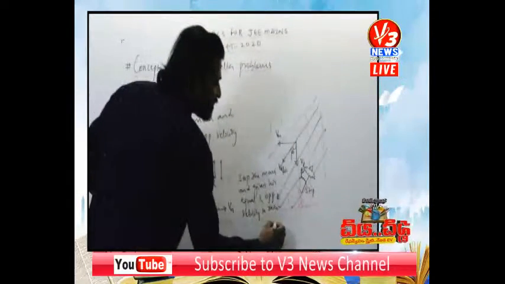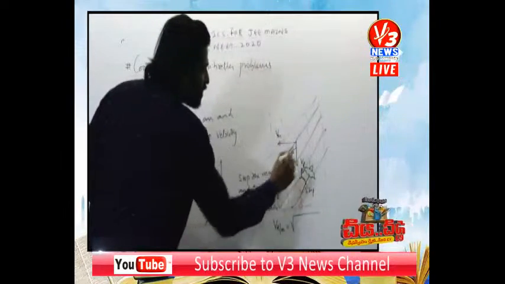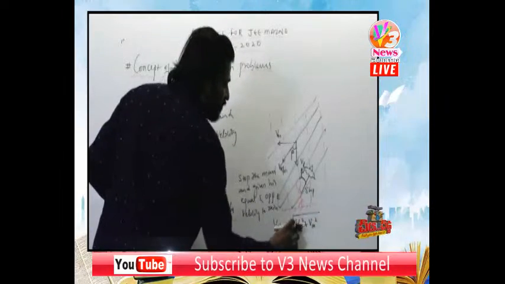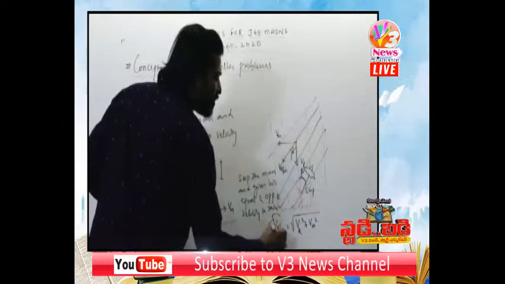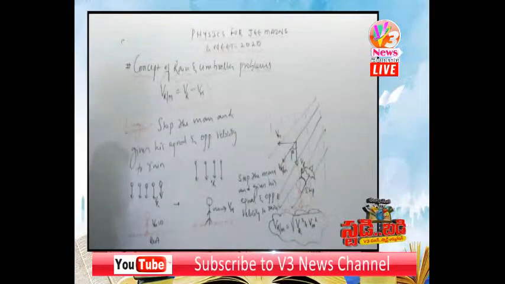So what is Vrm? Velocity of rain with respect to man is equal to the square root of, these two being perpendicular, Vr squared plus Vm squared. So this is our basic formula to calculate the velocity of rain with respect to the man.